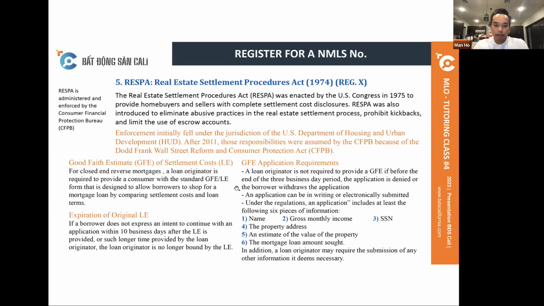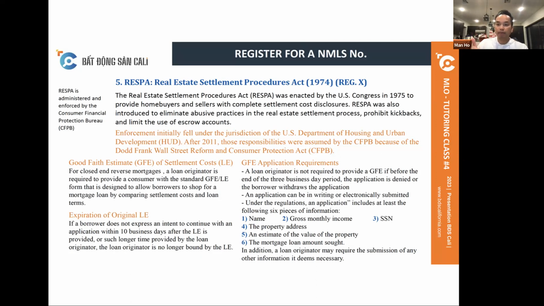Okay. Let me continue. An application can be in writing or electronically submitted. So in the past, most of the time we did it in writing, right? But nowadays we're dealing with electronic, e-commerce, all that stuff, the digital world, right? So we can apply and use the application online, right? Under the regulation, an application must include at least the following 6 pieces of information. It must include these 6 items in the application.